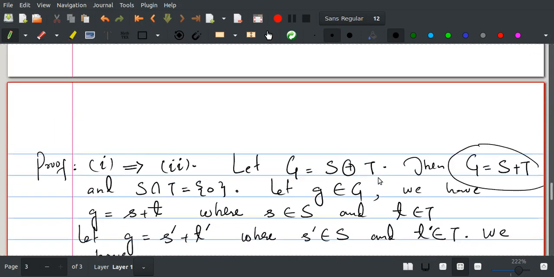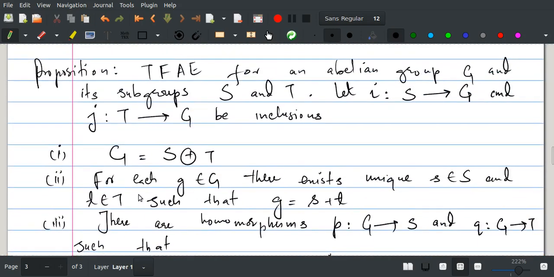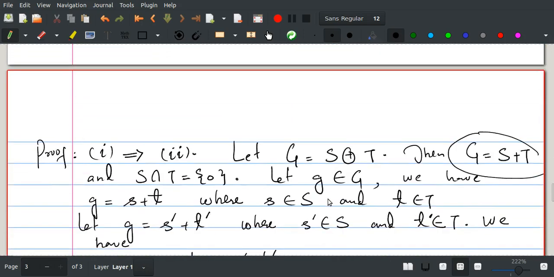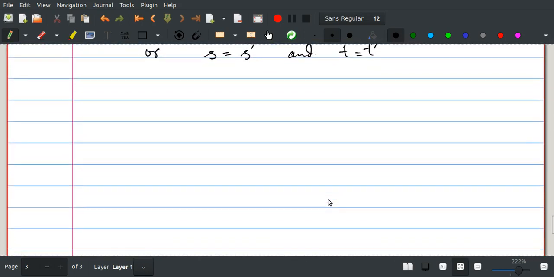So this implies that second is valid. We have proved that each element of G can be uniquely expressed as a sum of an element in S and an element in T. Now, second implies third.